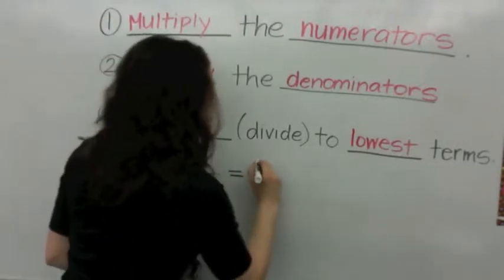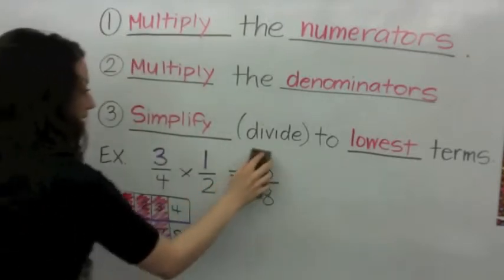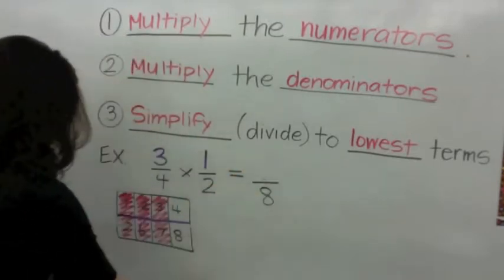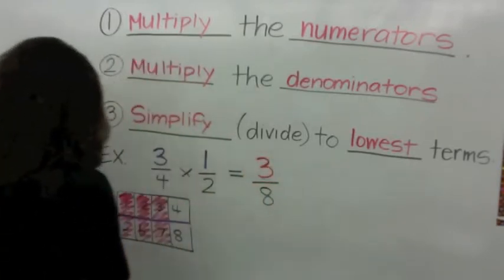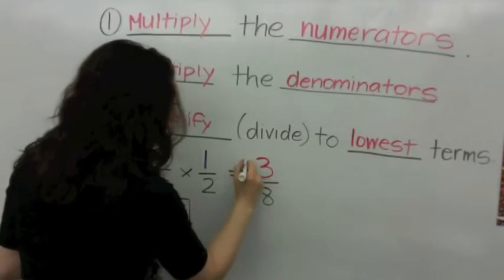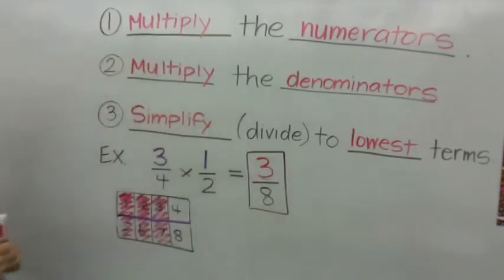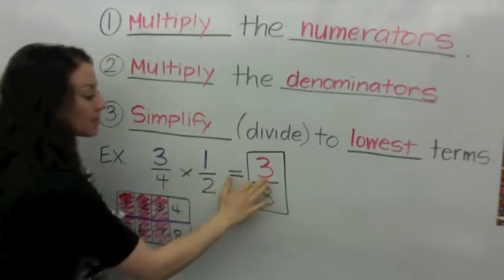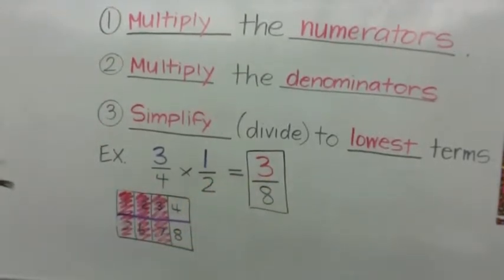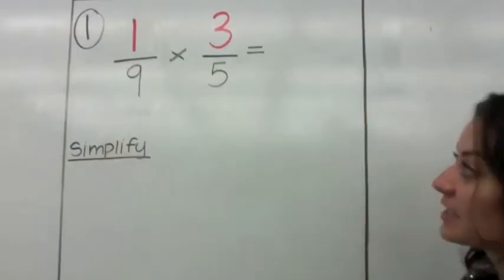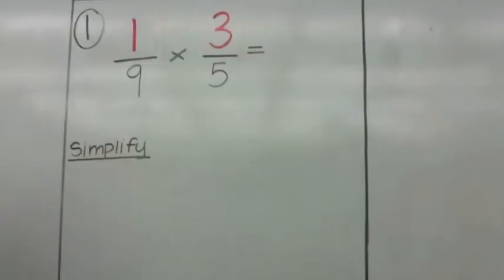So that is why the answer is, let me make it in red so you can see the difference between the numerator and the denominator, that is why the answer is in fact 3/8, because half of 3/4 is 3/8. Okay, go ahead and get that down. Okay, so let's do our first example. Pretty simple, right? We have 1/9 times 3/5.